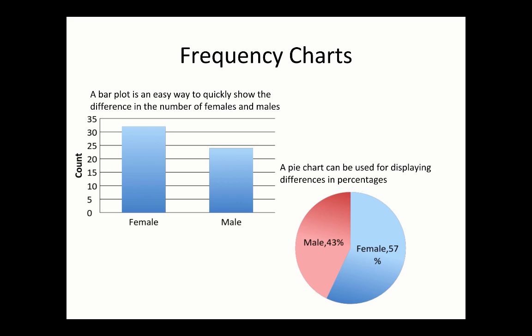You can also examine the data with a graph called a frequency chart. A bar plot is an easy way to quickly show the differences in the number of female and males that were seen by this particular doctor last week. Alternatively, a pie chart can be used for displaying differences. I will note, however, that a pie chart requires a reader to interpret the data based on the area of each group. It is actually perceptually easier and more efficient to use a bar plot. Readers are able to interpret bar plots much faster and more accurately.